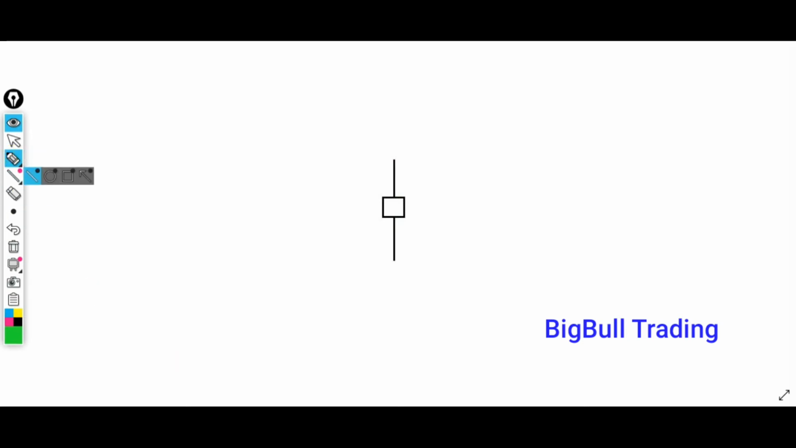For the doji, there is another pattern too. This is one type of doji, and this is another type of doji. See, the price closes where it opens. So buyers and sellers are both equally strong.